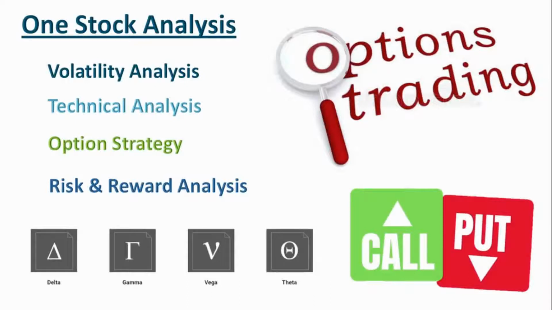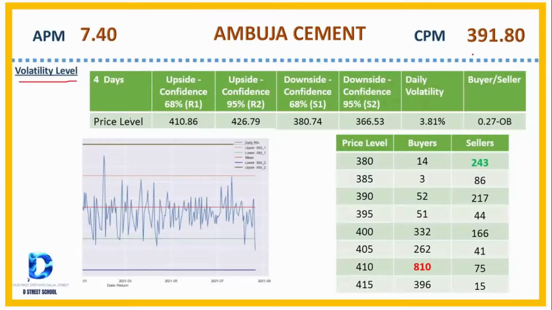Let's begin with volatility analysis. AMBUJA Cement's last close was 391 rupees 80 paise. The average price movement of AMBUJA Cement is 7 rupees 40 paise in a day. This is based on the last 1 year of data. I calculated and found the average price movement for AMBUJA Cement.